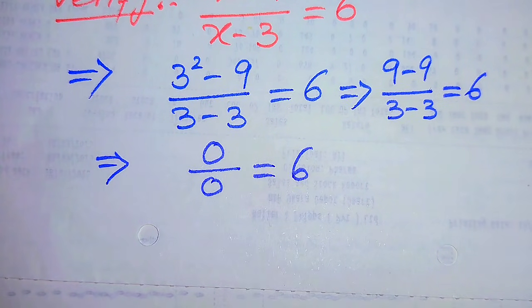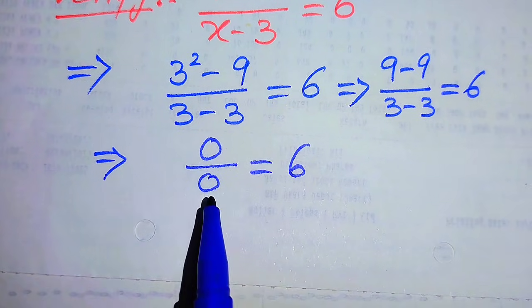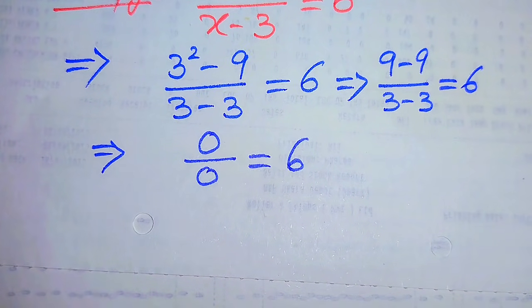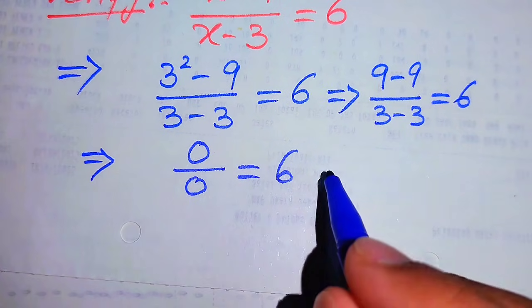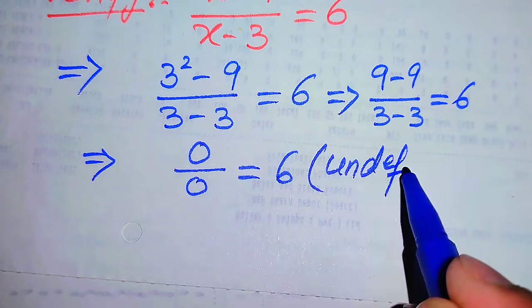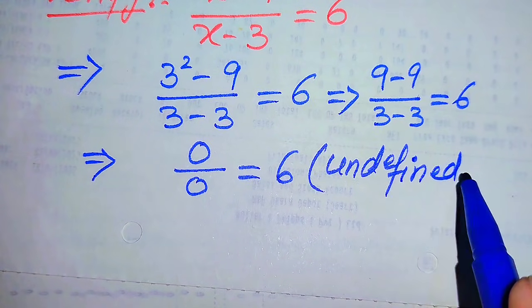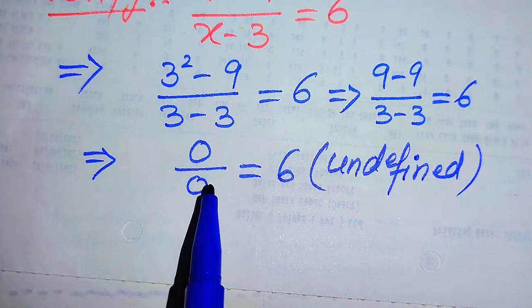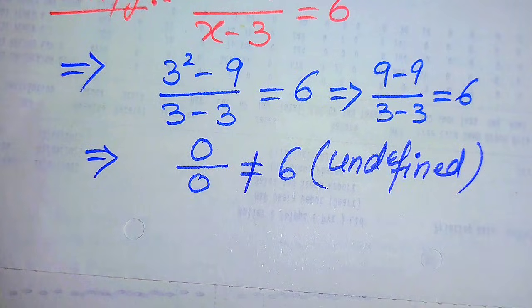And here you clearly see that on the left hand side we have the 0 by 0 form, or in other words we say that it is the indeterminate form, or in other words the 0 over 0 form is the undefined form. Okay, so this is called the undefined form, and if this is undefined this means that both the sides are not equal.